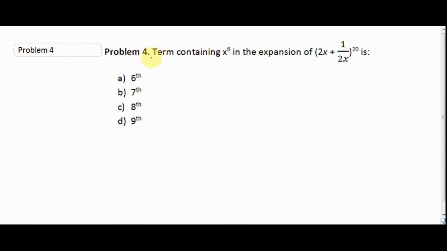Now let's see problem number 4. The term containing x raised to 6 in the expansion of (2x plus 1 by 2x) whole raised to 20 is. Here we are asked to find the term containing x raised to 6. We know that the rth term in the expansion is 20C(r minus 1) (2x) raised to (20 minus (r minus 1)) into (1 by 2x) whole raised to (r minus 1). Now let's combine constant terms and x terms.